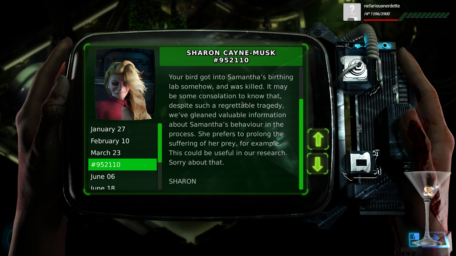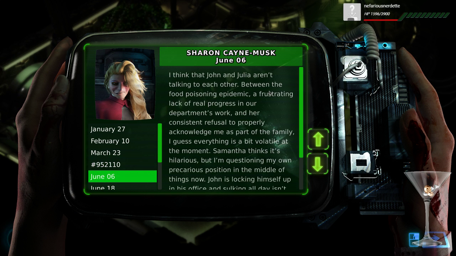Sorry about that. Wow! Somehow, you put the bird there. And then Samantha tortured it before killing it. Holy shit, this game is fucked up.